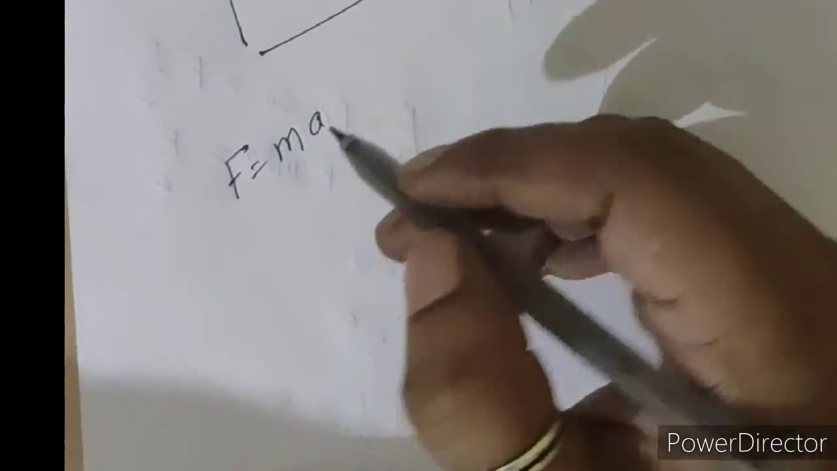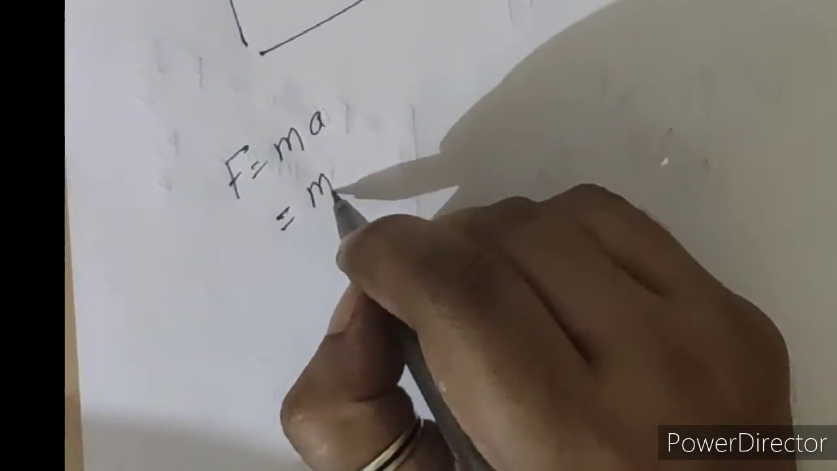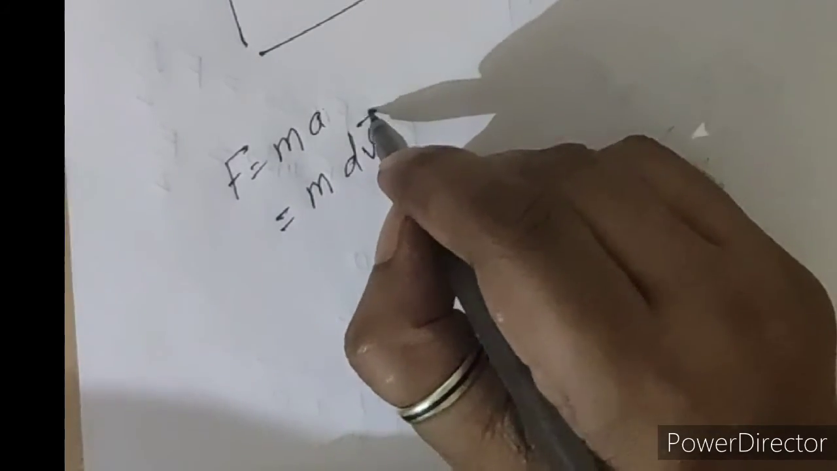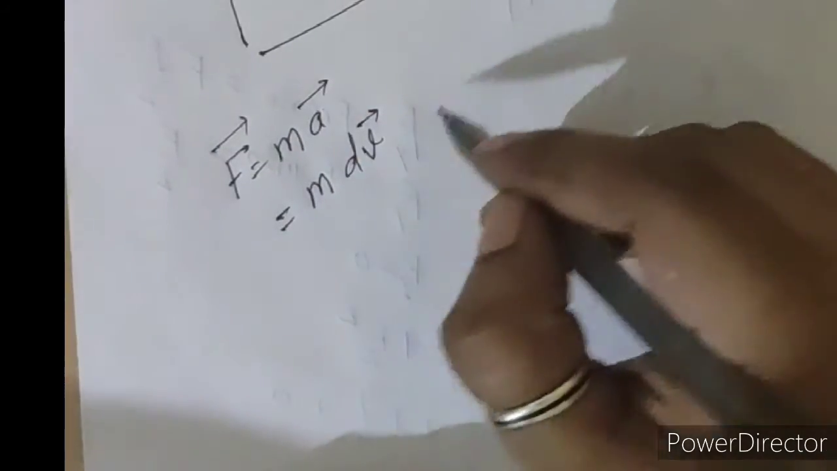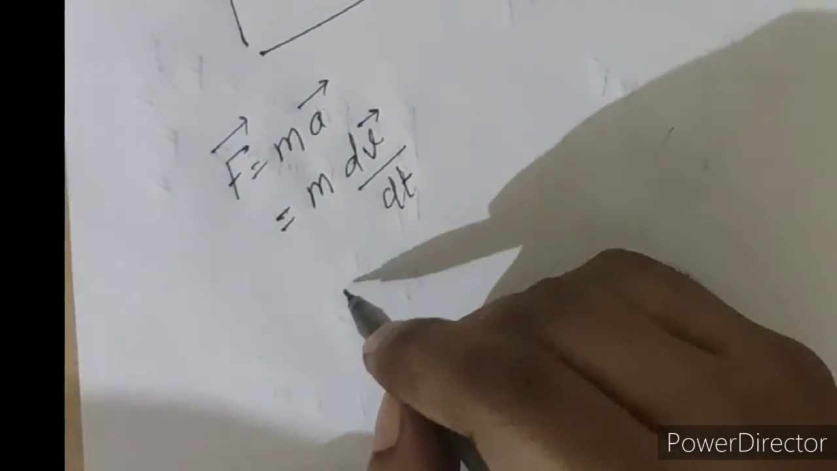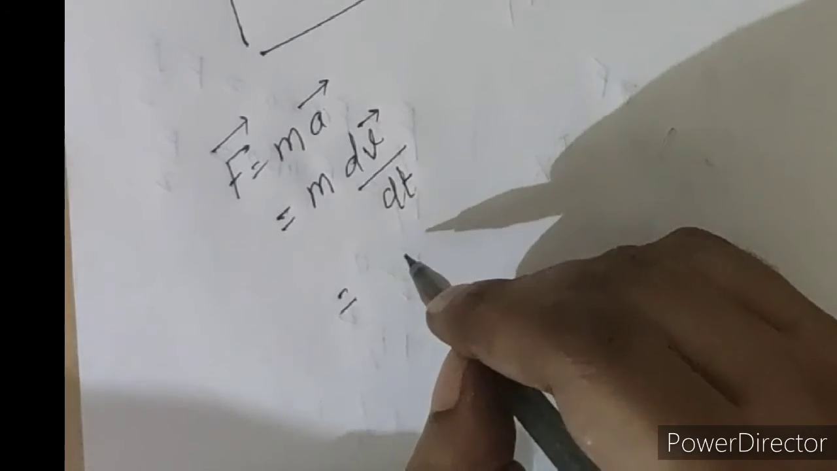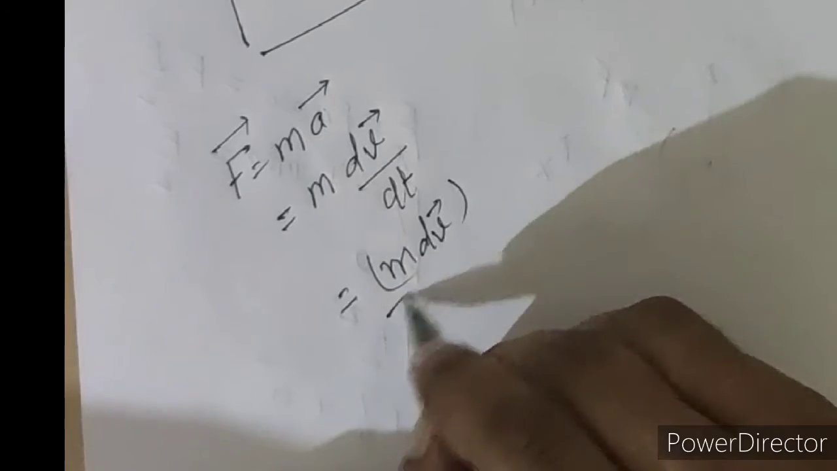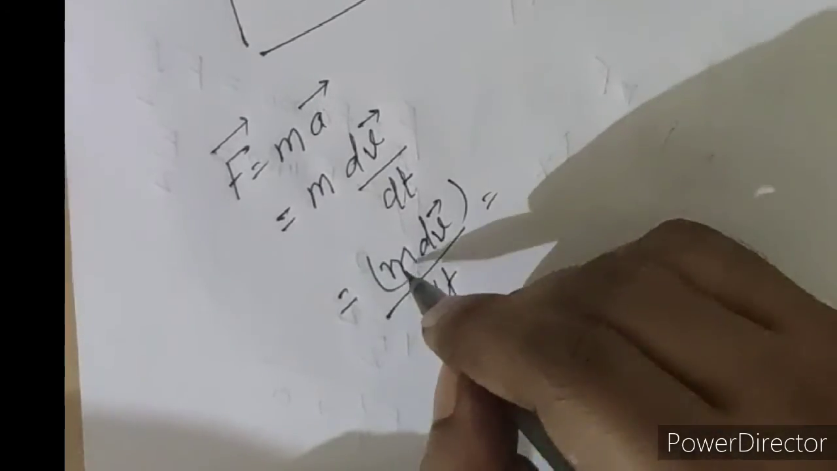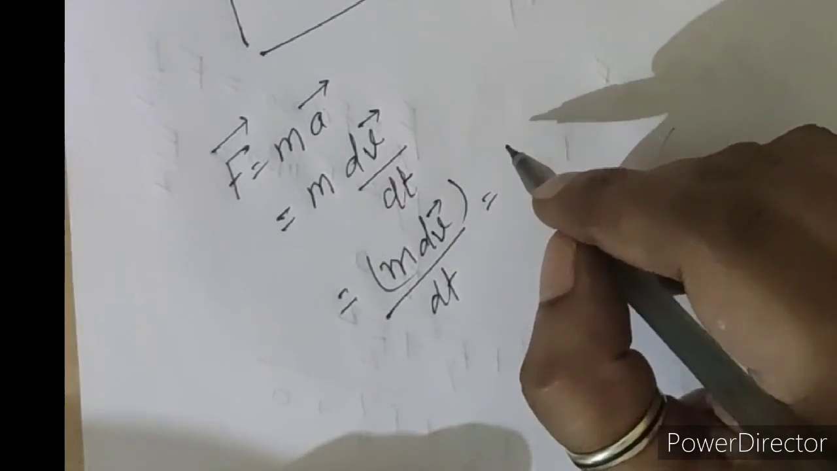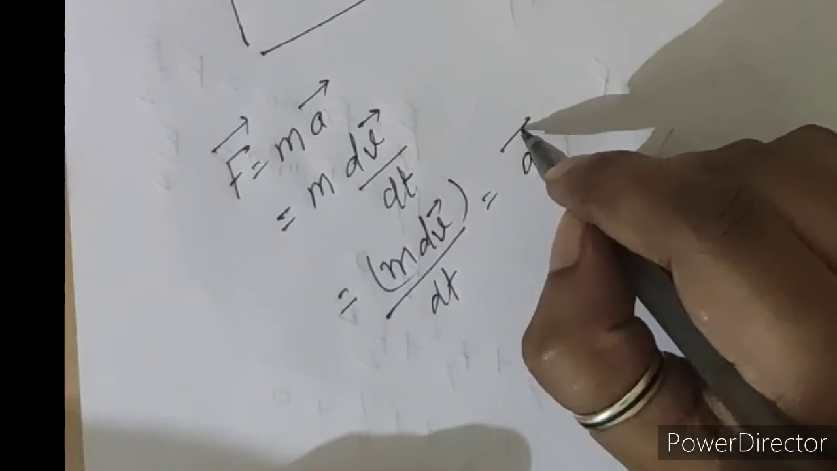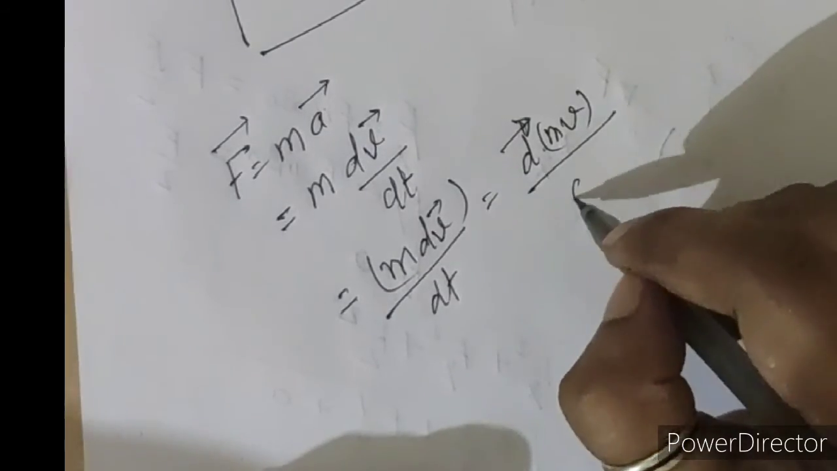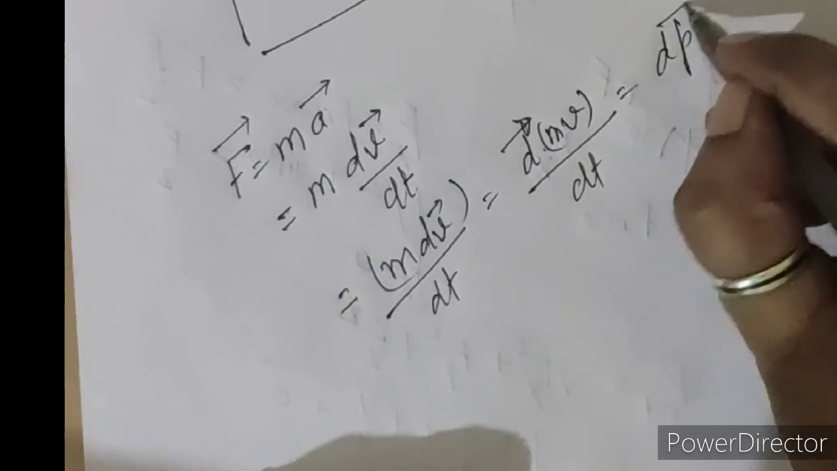And how it comes: a is acceleration, which is change in velocity vector with change in time. So this makes it m dv vector by dt. If you multiply them, it makes mass into velocity change. Since the mass is constant, you can take it inside, and then this becomes dp vector by dt.